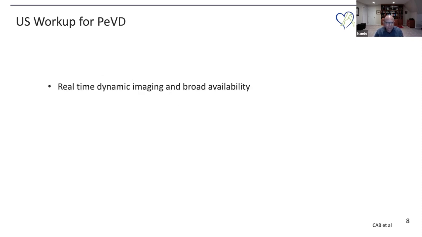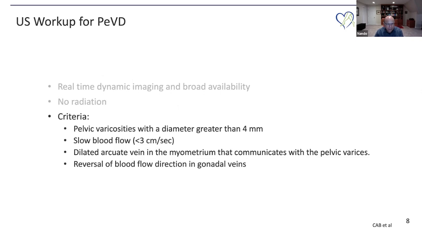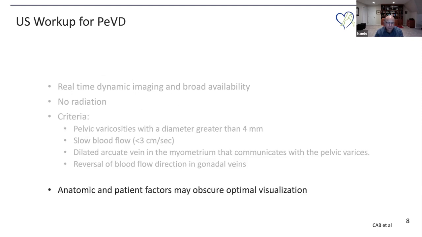Ultrasound provides real-time dynamic imaging and is broadly available in all centers. The advantage is that there's no radiation, and the criteria for an abnormality are pelvic varices with a diameter greater than 4 millimeters, slow blood flow, dilated arcuate vein in the myometrium that communicates with pelvic varices, reversal of blood flow direction in gonadal veins. However, the anatomic and patient factors may obscure optimal visualization.